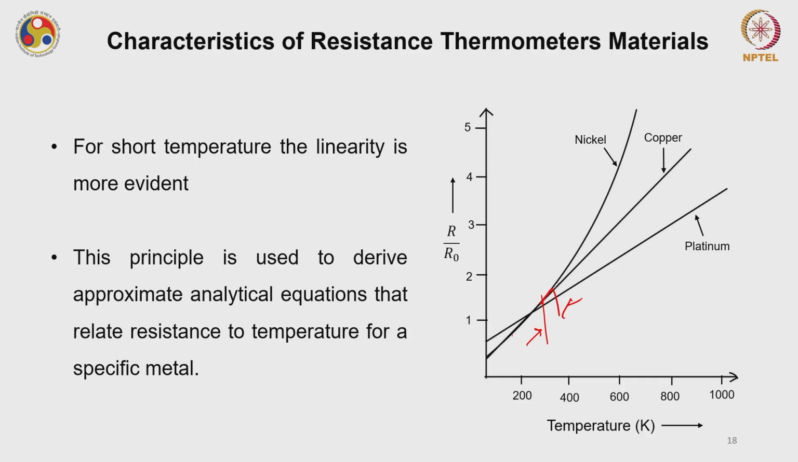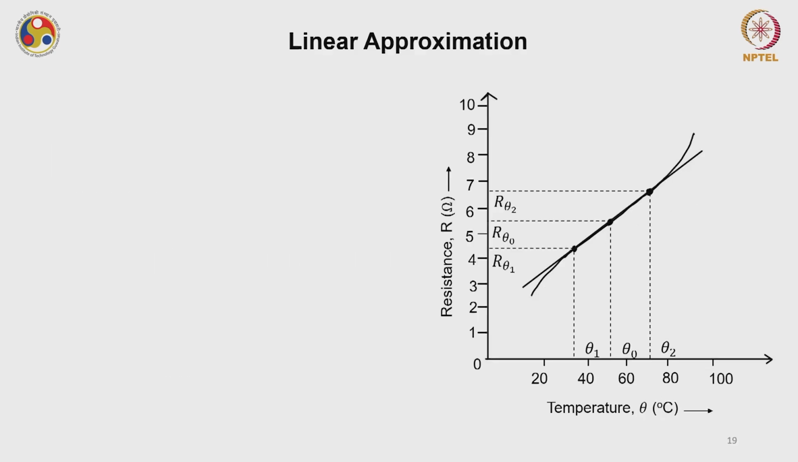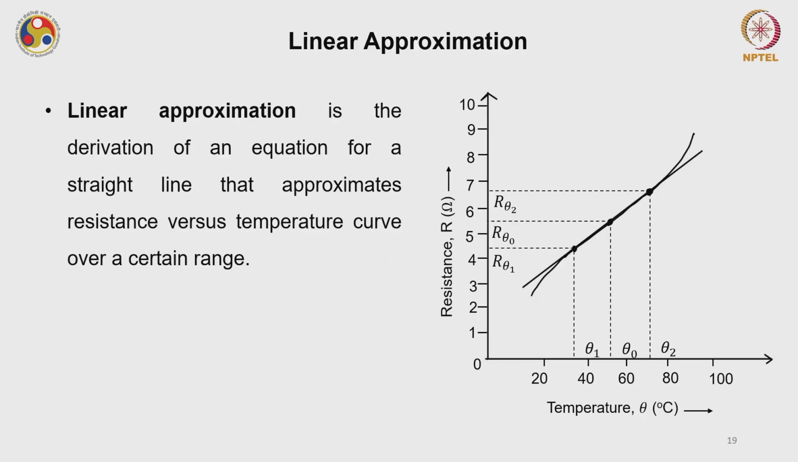This principle is used to derive approximate analytical equations that relate resistance to temperature for a specific metal. Usually this is achieved by linear approximation. Linear approximation is the derivation of an equation for a straight line that approximates the resistance versus temperature curve over a certain range. So it will just approximate your non-linear curve to a linear curve, of course in a certain temperature range. Just have a look at this figure here.